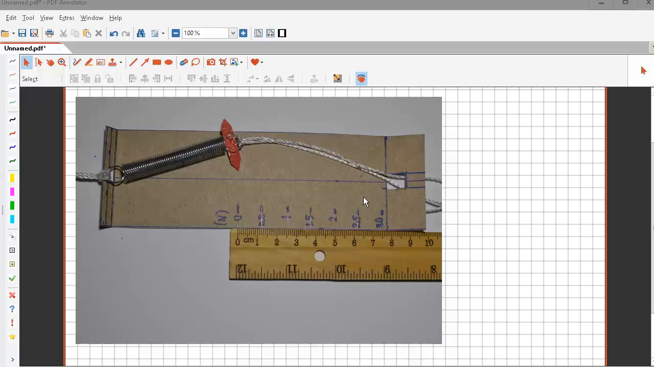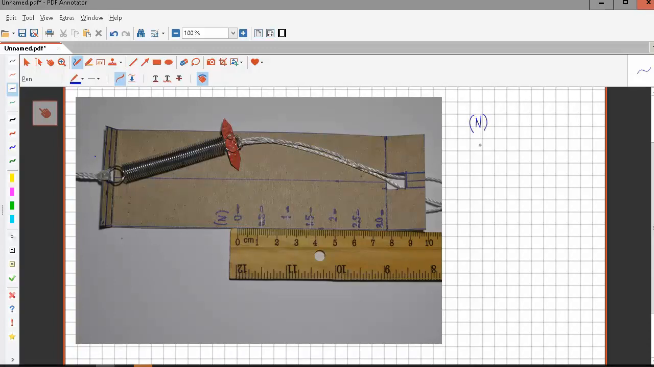This is the video to help you analyze the data from the Hooke's Law experiment. Here I'm showing a picture of the spring scale that was calibrated during the experiment. What we're going to do is to identify the extension for each load. So I'm going to make a table.